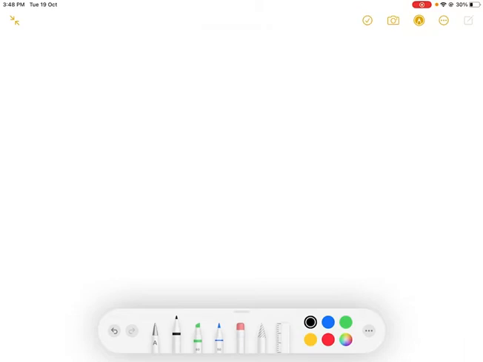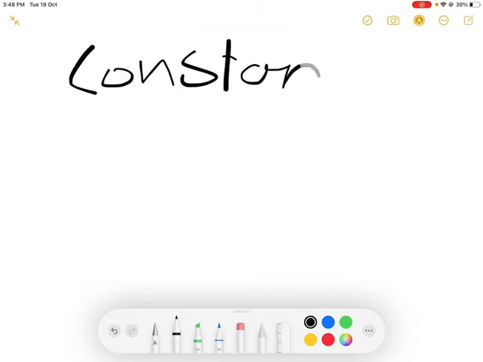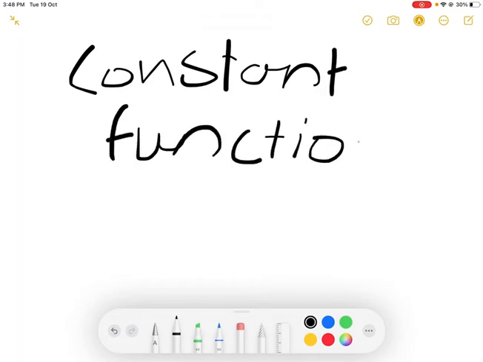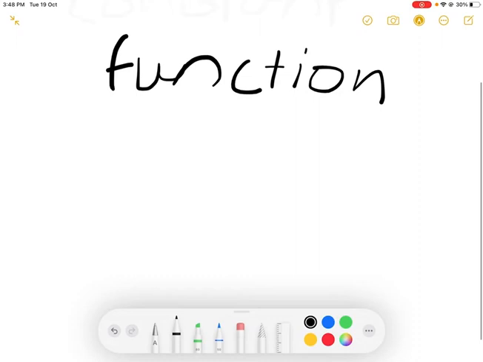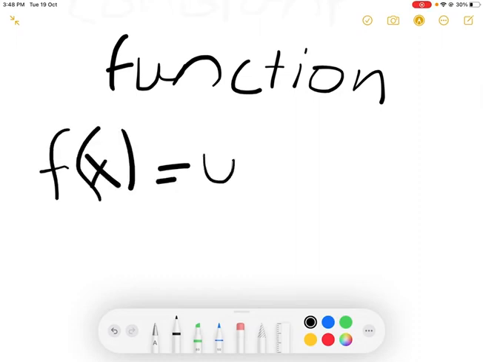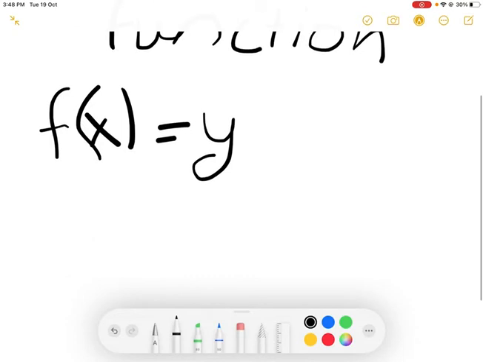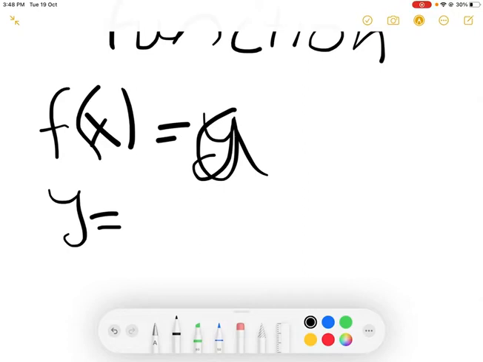There are four main parent functions. The constant function is the one I'm going to begin with. Constant function. It's a function where its equation is written in this way: y equals a.